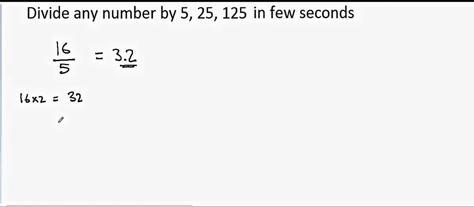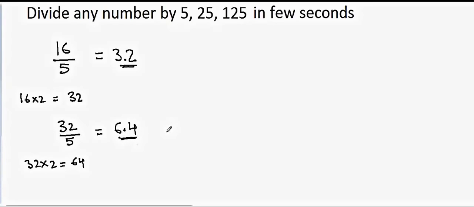Again, for the trick, suppose I have 32, and I want to divide it by 5. In this case, the answer will be 32 times 2, that is equal to 64, right? So the answer will be 64, and then I put a decimal after one digit, that is 6.4.